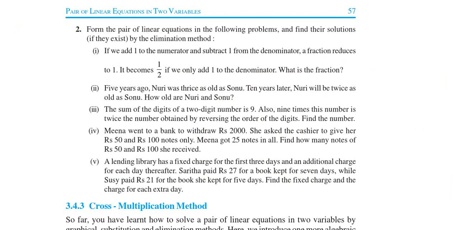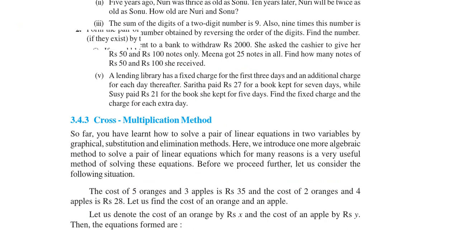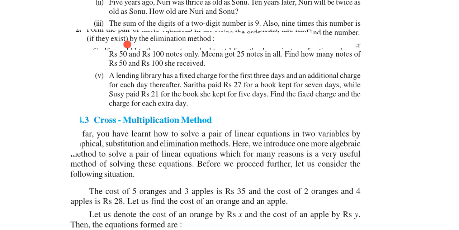Okay, so today we are going to take up exercise 3.4 and the statement questions. Question 2 says: form the pair of linear equations in the following problems and find their solution, if they exist, by the elimination method. So we have to form linear equations for these problems and then solve them by the elimination method, but they have written "find their solution if they exist." So if the solution doesn't exist, then we won't have to find the solution.